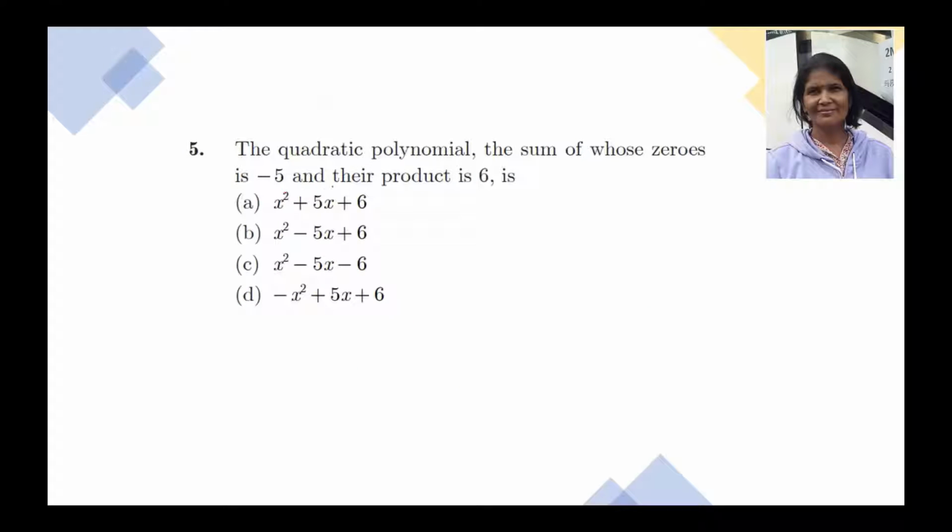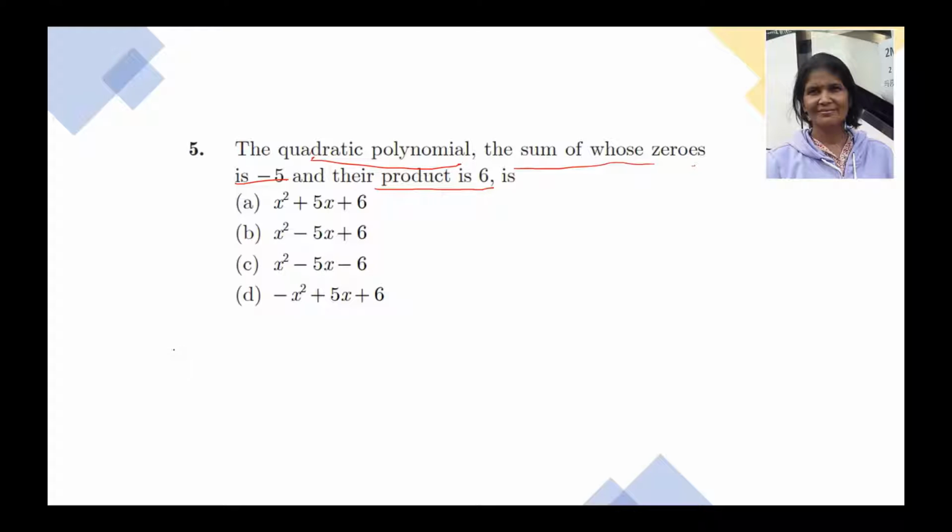Question 5. The quadratic polynomial whose sum of zeros is minus 5 and product is 6 is, out of this you have to select x square plus 5x plus 6, x square minus 5x plus 6, x square minus 5x minus 6, minus x square plus 5x plus 6.